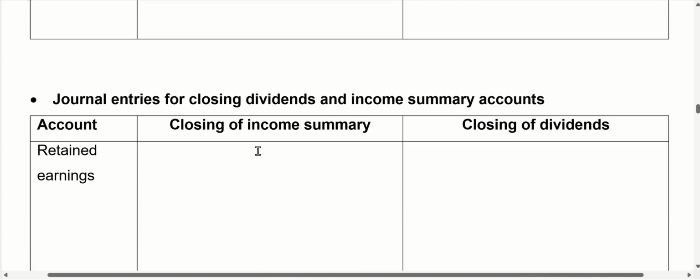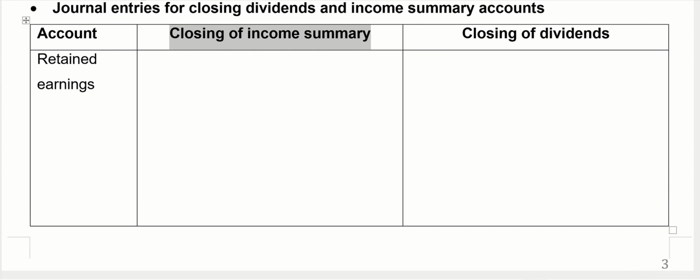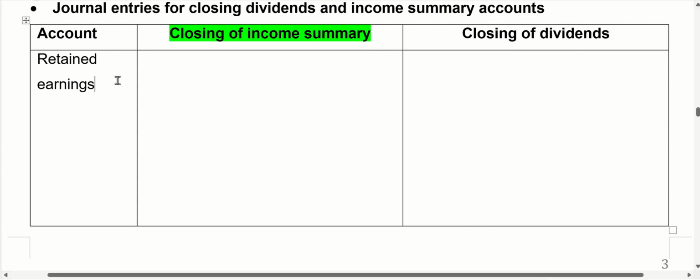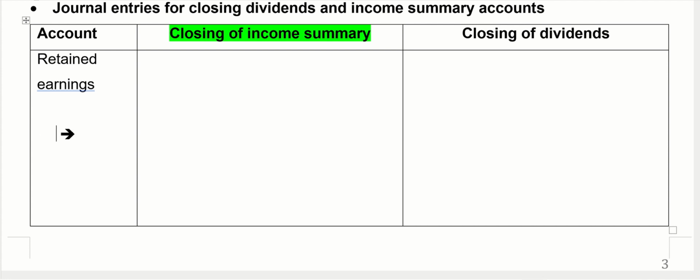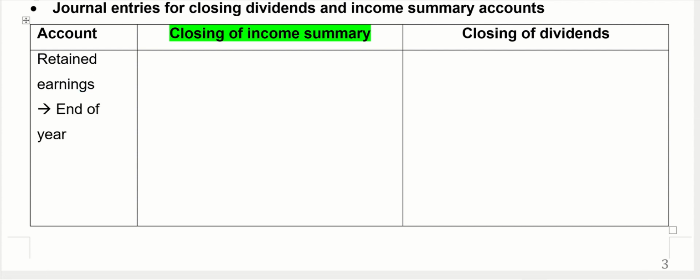Right. Next, I am going to be talking about journal entries to record the transfer of profit or loss to the retained earnings, closing of income summary. Now, this is very similar to your sole proprietorship. At the end of the year, you will have to close your income summary account and transfer it to the capital account. Same thing. Retained earnings is recorded at the end of the year. So at the end of the year, you do these two things: you close income summary and you close your dividends.